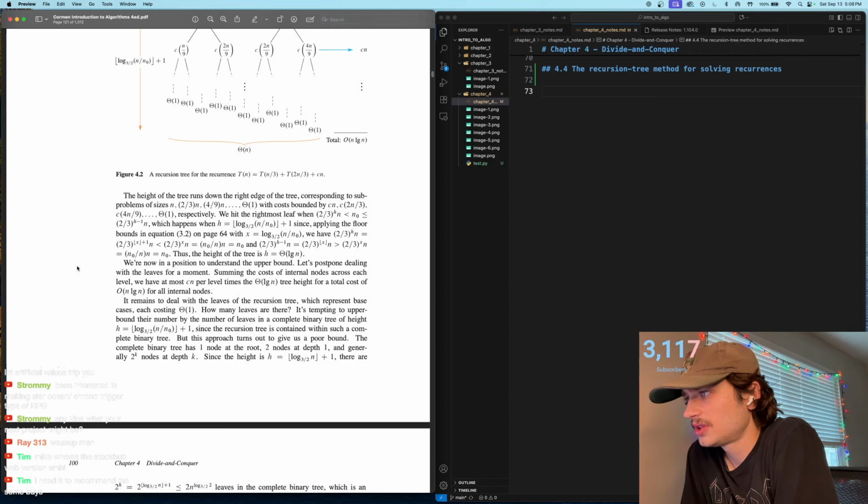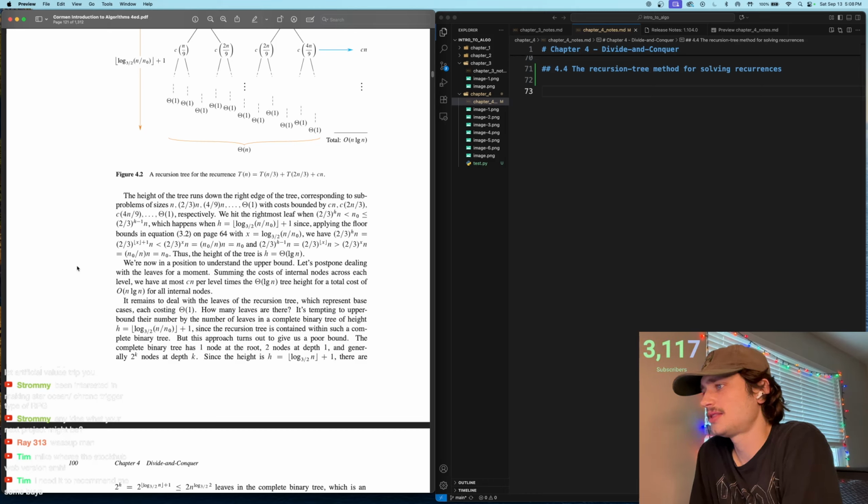It remains to deal with the leaves of the recursion tree, which represent base cases, each costing theta of 1. How many leaves are there? It's tempting to upper bound their number by the number of leaves in a complete binary tree of height h equals the floor of log base 3/2 of n over n naught, plus 1, since the recursion tree is contained within such a complete binary tree. But this approach turns out to give us a poor bound.